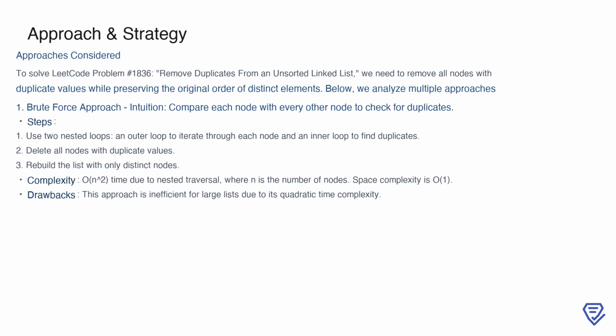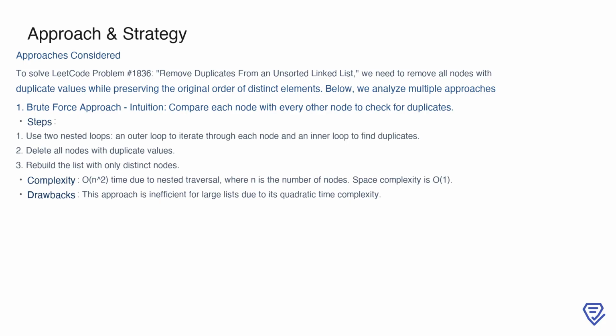To tackle the problem of removing duplicates from an unsorted linked list, we need to focus on eliminating all nodes with duplicate values while preserving the original order of distinct elements. Let's begin by exploring the brute force approach. The intuition here is to compare each node with every other node to identify duplicates. This involves using two nested loops. The outer loop iterates through each node, while the inner loop searches for duplicates. Once duplicates are found, they are deleted, and the list is rebuilt with only distinct nodes.